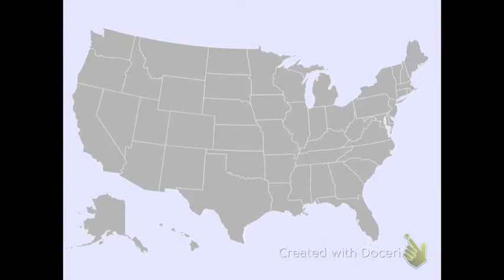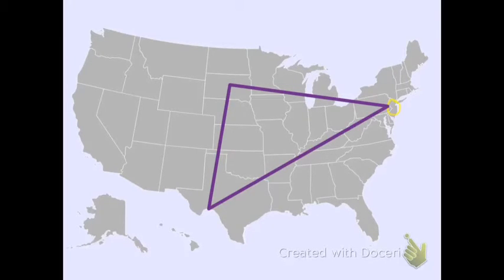Okay, for another guided example, let's use a real-life situation. Say you're on a trip from New Jersey to South Dakota. From South Dakota, you want to go to the Gulf of Mexico. Then you want to finish that trip and go back home. This happens to form a right triangle.